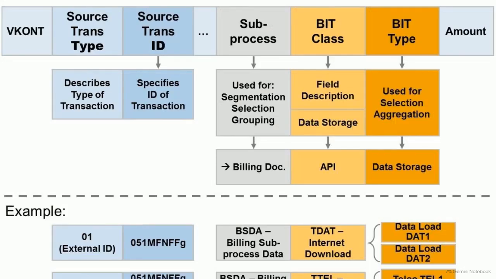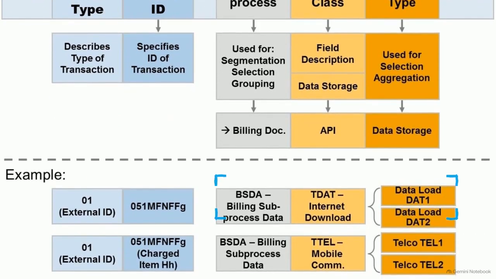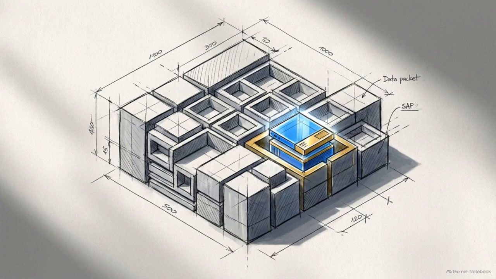This diagram shows key elements of a billable item. The top row illustrates how subprocess, bit class, and bit type align. Below, specific service mappings show a data subprocess assigning to an internet bit type and a telecommunications subprocess assigning to a mobile bit type. This rigid hierarchy ensures every piece of incoming usage data lands in a predetermined structural home before any accounting calculations occur.